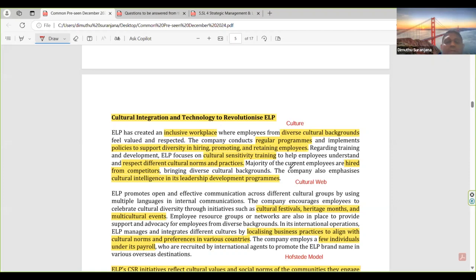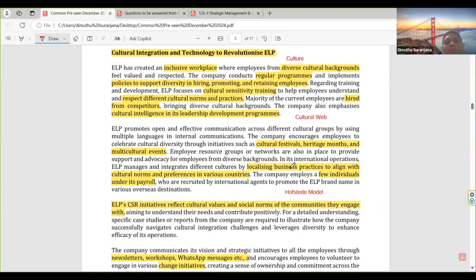Cultural web. Then, ELP promotes open and effective communication across different cultural groups by using multiple languages in internal communications. The company encourages employees to celebrate cultural diversity through initiatives such as cultural festivals, heritage month, and multicultural events. Employee resource groups or networks are also in place to provide support and advocacy for employees from diverse backgrounds. In its international operations, ELP manages and integrates different cultures by localizing business practices to align with cultural norms and differences in various countries.